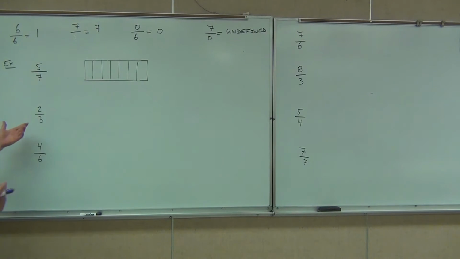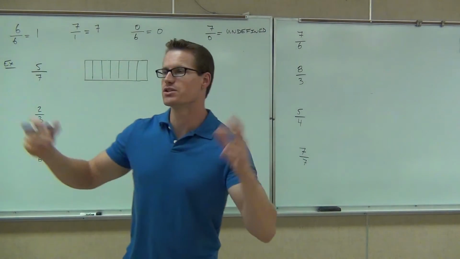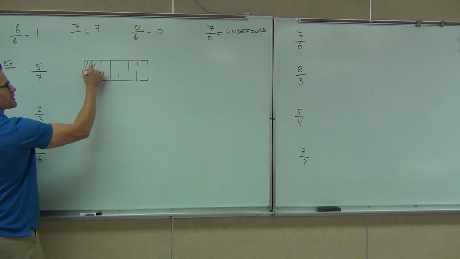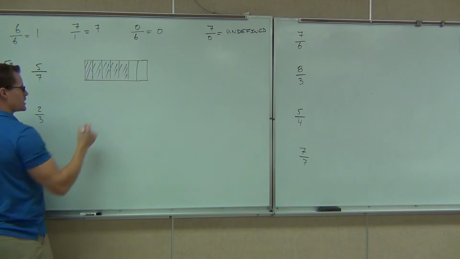When we're doing our fractions, of course the denominators tell us how many parts to cut our whole into. So here we're cutting into 7 parts, and we just have to shade 5 of them. It really doesn't matter which 5 you shade, as long as you get 5 out of the 7 shaded.